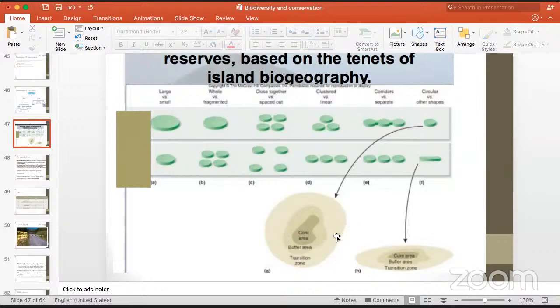Yes, so does that make sense? Are you following this? In a circular national park, it is nice, it is well protected, it is buffered, the core area is well inside. Whereas in a linear design, it is more exposed. Okay, so students are agreeing with this, that it should be circular. Very good.